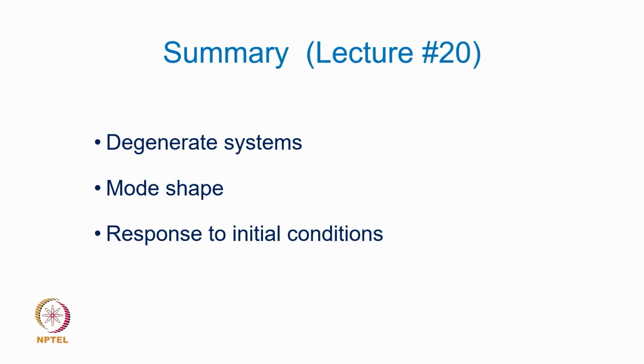So, the summary of this lecture: we discussed what a degenerate system is all about and particularly its frequency character. We also discussed a lot about the concept of mode shape for a multi degree of freedom system and how it appears for a 2 degree of freedom system. Then we had an initial discussion on how to find response to initial disturbance for a 2 degree of freedom system, quite on similar lines to what we had discussed for a single degree of freedom system.